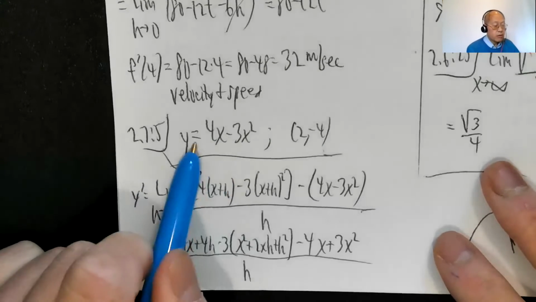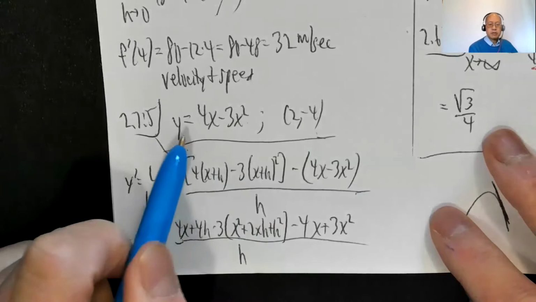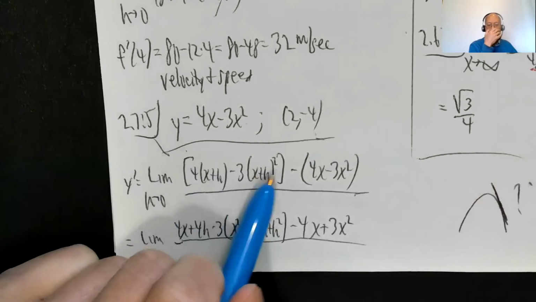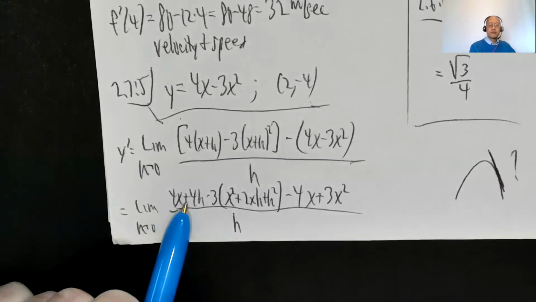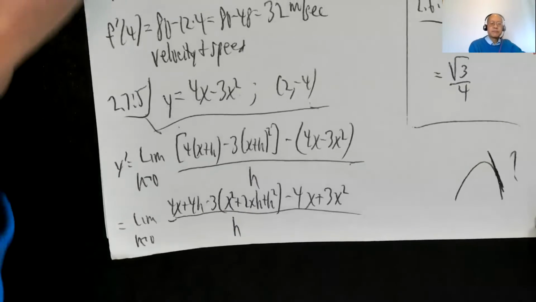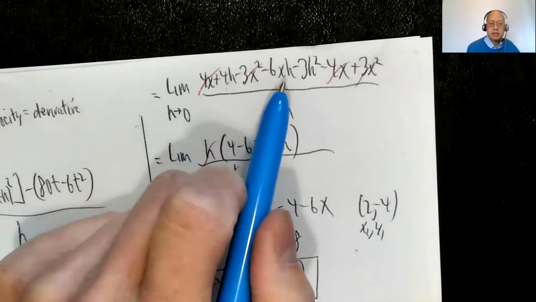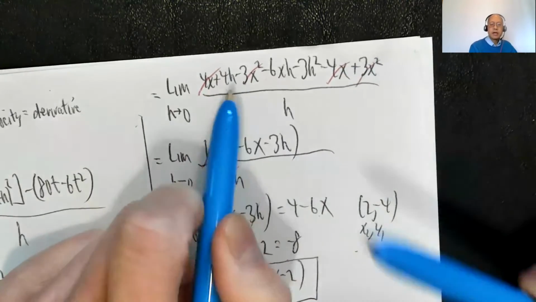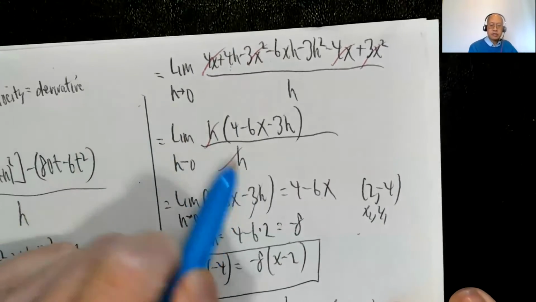2.745, find the equation of the tangent at the point 2, negative 4. So y prime is the limit as h approaches 0 of f of (x plus h), 4(x plus h) minus 3(x plus h) squared minus (4x minus 3x squared), all over h. This is 4x plus 4h minus 3(x plus h) squared, which is all that. Distribute the negative 3 on the next step. 4x plus 4h minus 3x squared minus 6xh minus 3h squared minus 4x plus 3x squared. 4x cancels, 3x squared cancels. That one, that one, that one all have an h. Factor out the h, recurring theme, cancel that h.